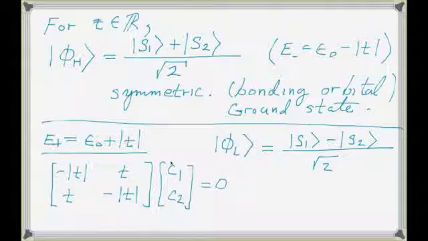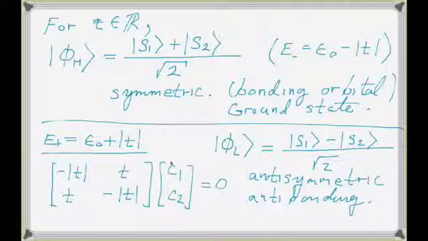So, since the t's are real, negative magnitude of t is equal to t because t is negative. So the solution for C1 and C2 is just 1 and negative 1. Okay? And so I get the anti-symmetric or anti-bonding wave function for the higher one. So for our HOMO, we had the symmetric.